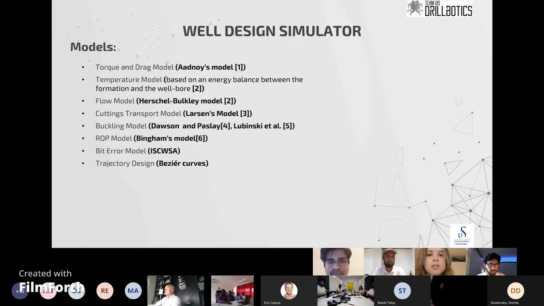The buckling model is Dawson and Paslay for the deviated section, and Lubinski's for the vertical section. The ROP model is Bingham's model right now, but we are updating it to contain other models such as Motahhari's. The bit error model is the ISCWSA model, and the trajectory design is constructed by the Bezier curves model.